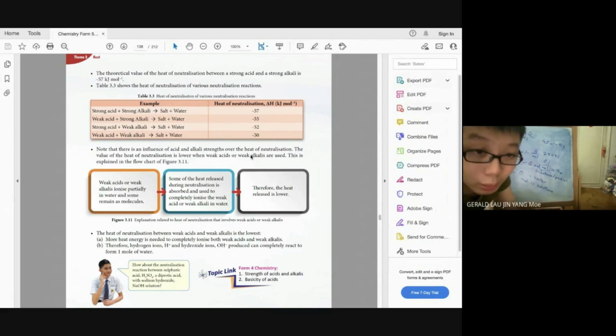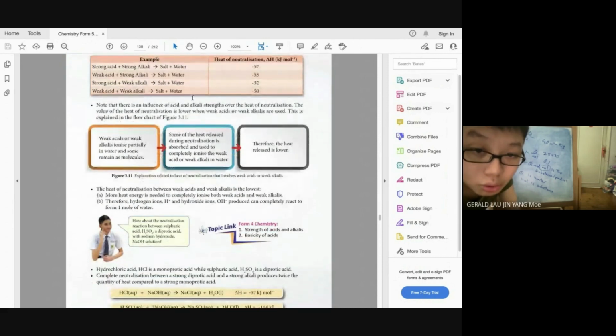First point, weak acid or weak alkali ionizes partially in water and remains as neutral molecules. Point 2, some of the heat released during neutralization is absorbed to completely ionize the weak acid or weak alkali in water. And the third point is the heat released is lower. So this one you have to understand and memorize for the exam.